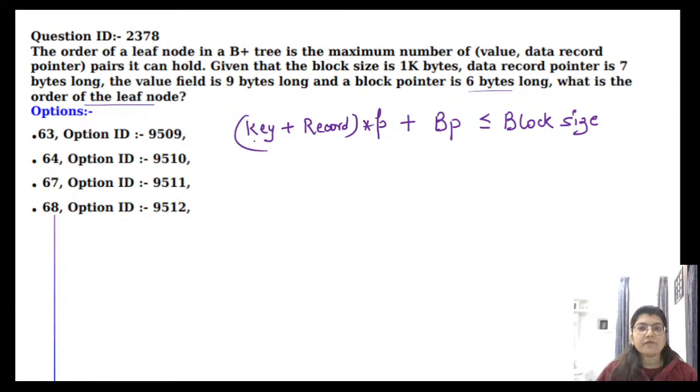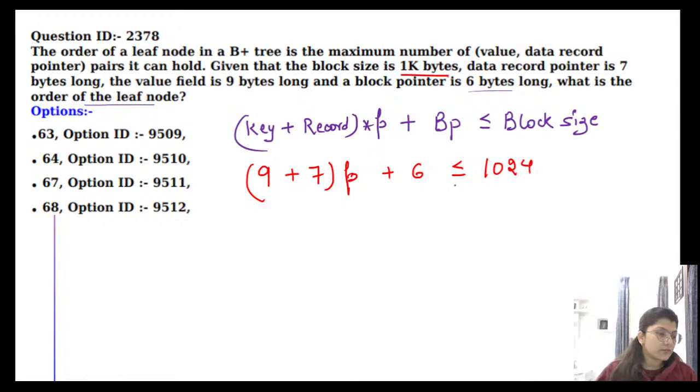Right, so what is the value of key over here? Key is 9 bytes long, so 9 plus record is 7, so 9 plus 7, and we have to find the order, so it will be p only, plus what is the value of block pointer? 6 bytes, so 6 less than equal to 1k bytes. What is 1k bytes? It can be written as 1024. Yes, so this is 16p equal to, we can remove this less than, we can write equal to, or if you want you can say less than equal to 1024 minus 6.